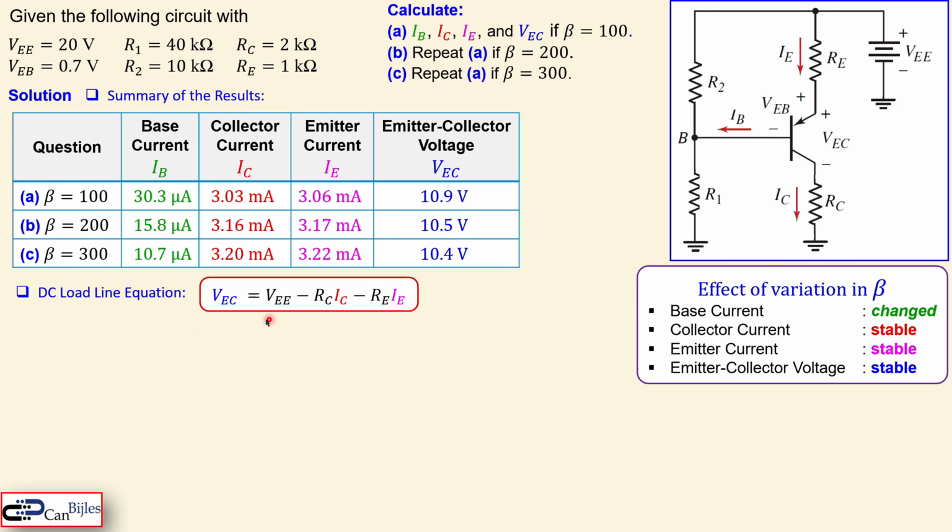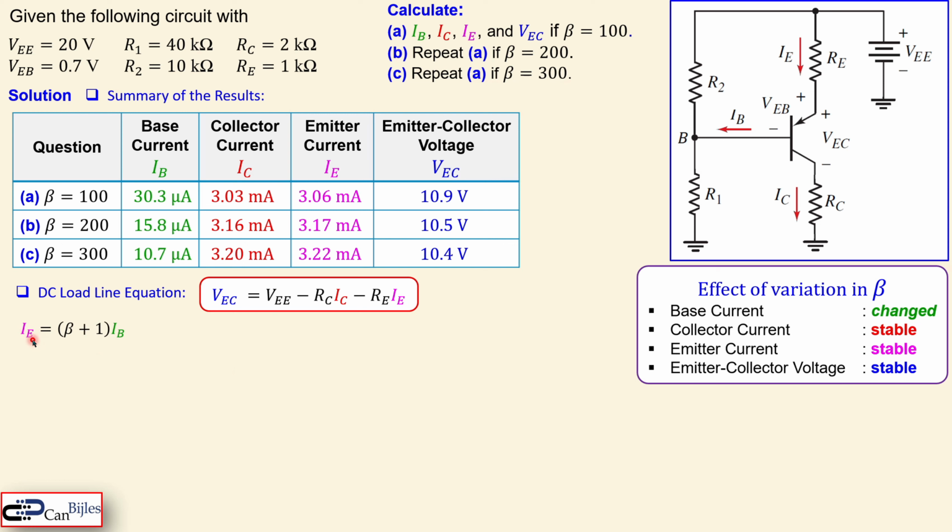Now, this is the equation for this DC load line. This is actually the voltage across the emitter collector nodes. This is the VEC, which is equal to this expression using again Kirchhoff's voltage law here, and that is expressed in the collector and the emitter current. But we like to know the relationship between the collector current and also the VEC. So we need to replace this.